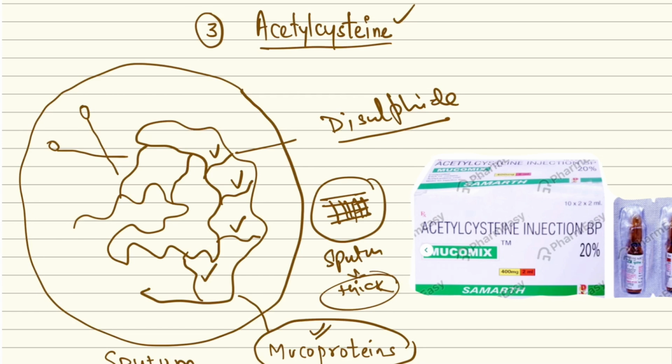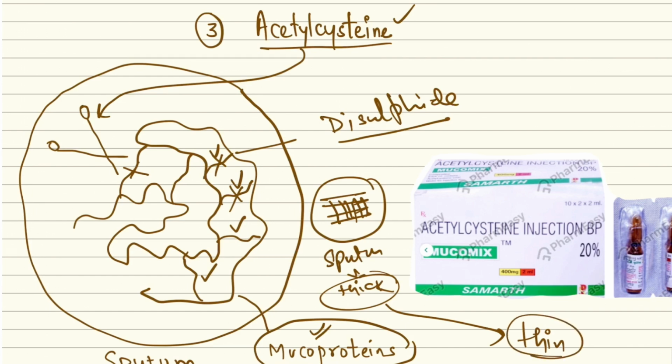So when we give this acetylcysteine to the patient, what does it do? It goes into the sputum and breaks down these disulfide bonds, and because of which the mucoproteins are broken down, and the sputum, which is very thick, becomes very thin because of the breakdown of disulfide bonds present in the mucoproteins. So acetylcysteine is used in those conditions where the mucus is very thick and it is very difficult to remove the mucus from the body.